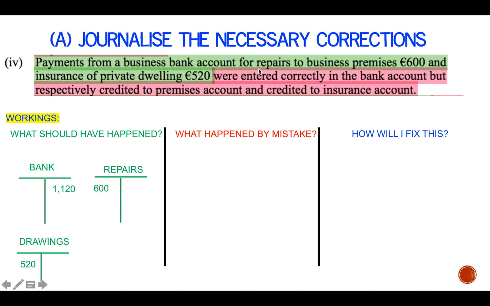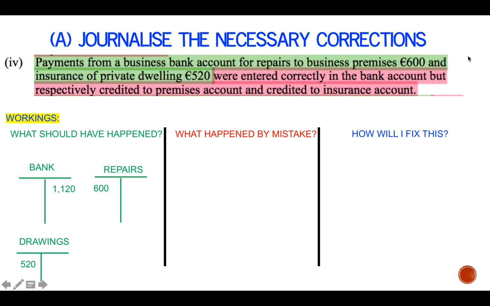Repairs to the business premises. So repairs is an expense, okay? So we debit the expense repairs there, €600. And insurance of private dwelling. So N. O'Connell, right, paid out of the business bank account for insurance for their own private dwelling. So when we take something out of the business, that is drawings. So 520 we debit to drawings. The opposite of drawings is capital. So we debit drawings, credit capital. Okay, so drawings 520, debit side there.